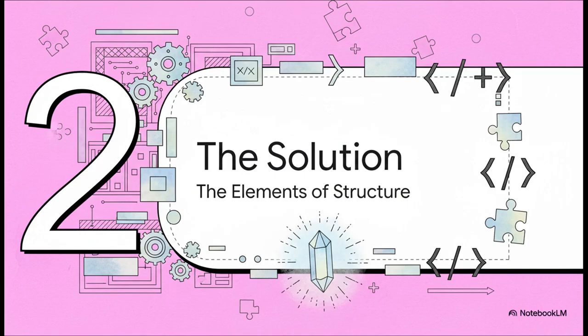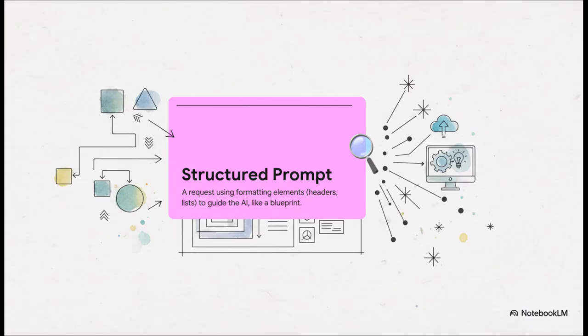The solution is structure. And it's really all about using a few simple formatting elements to give the AI crystal clear directions. So what is a structured prompt? It's really just an organized request. Instead of one big, long sentence, you break it down into logical parts. This basically prevents the AI from having to guess or make the wrong assumptions about what you actually want.